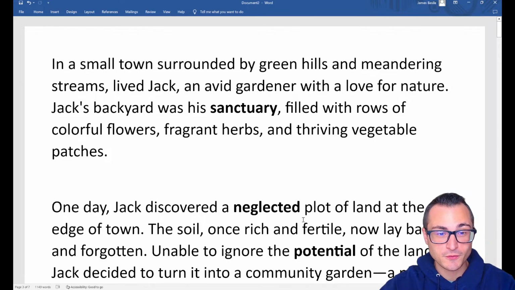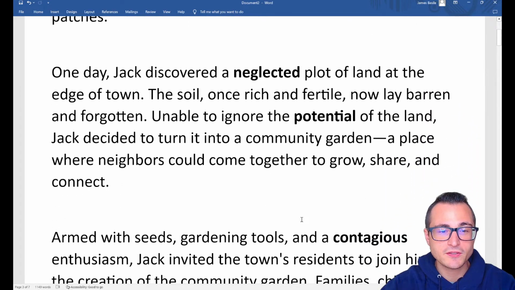In a small town surrounded by green hills and meandering streams lived Jack, an avid gardener with a love for nature. Jack's backyard was his sanctuary, filled with rows of colorful flowers, fragrant herbs, and thriving vegetable patches. One day, Jack discovered a neglected plot of land at the edge of town. The soil, once rich and fertile, now lay barren and forgotten.